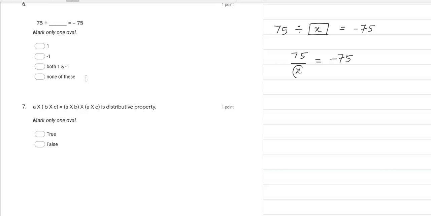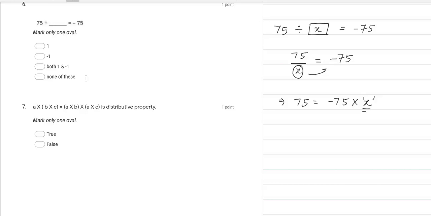Now to find the value of unknown, we have to make it alone. So to make it alone, let's take it to this right hand side. How? Here it is in division, so when it goes to right hand side, it will come in multiplication. This is a simple rule of algebra. So it becomes 75 is equal to minus 75 multiplied with x. This is the unknown one.